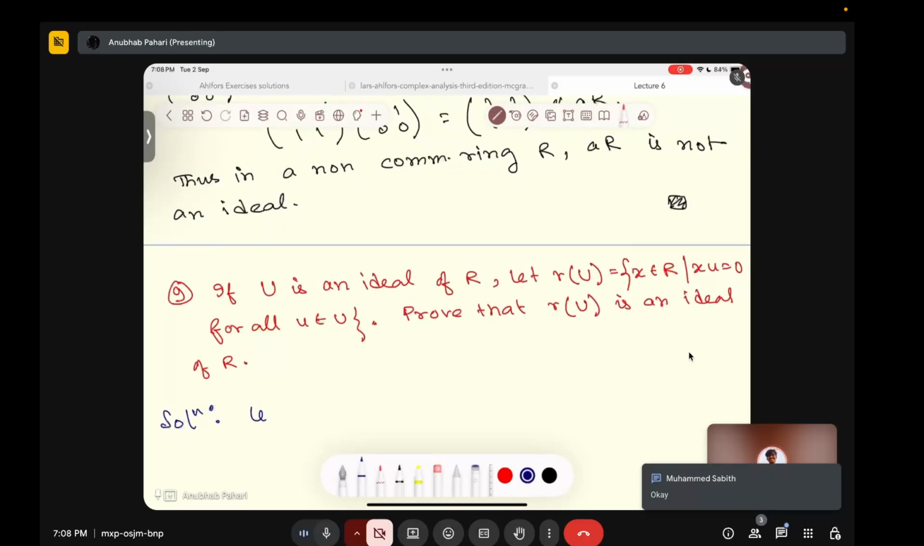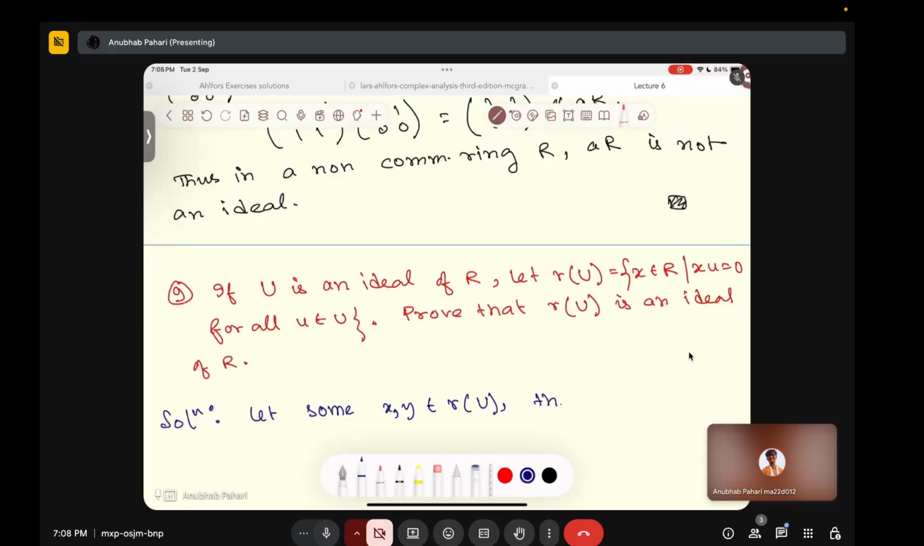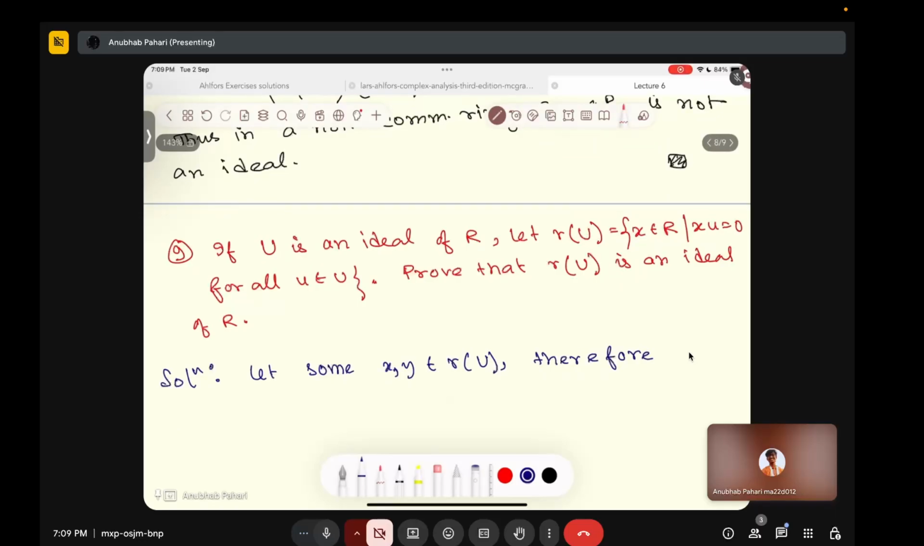Okay, let some x, y belong to r(U). Therefore xu equals 0 for every u belonging to U, and yu equals 0 for every u belonging to U.